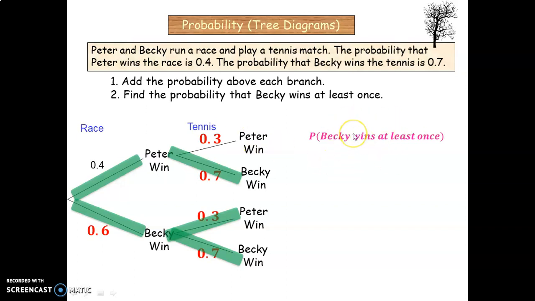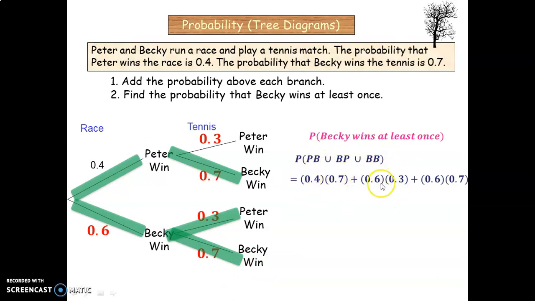So now when we're looking for the probability that Becky wins at least once, we need the probability of all these paths. So first find the probability of each path, and then what do you do with those 3 probabilities? What do you think? Let's try it out. Okay, so we have probability that we have Peter wins, Becky wins, or Becky wins, Peter wins, or Becky, Becky. So that's basically showing the 3 paths. All right, so we have this union here showing that we're going to combine all those probabilities.